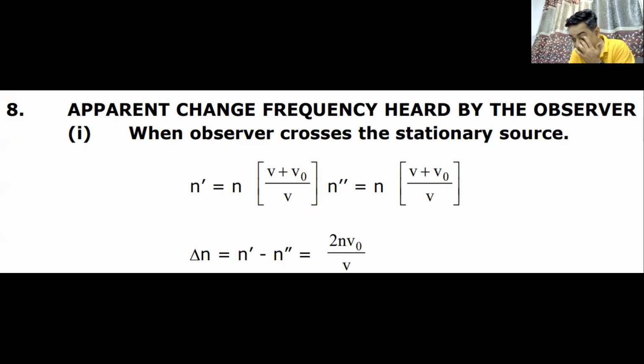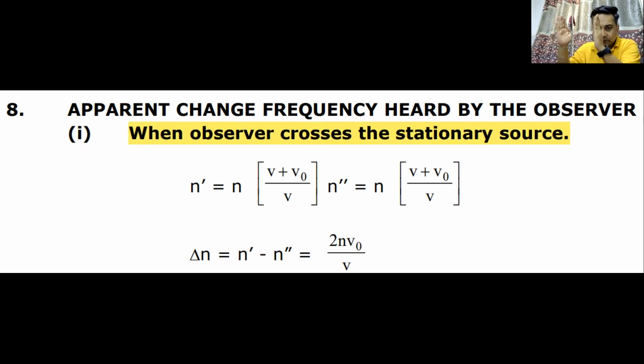So we move on to the next concept, and I have seen direct questions coming from this concept. So please remember this. Observer crosses a stationary source. So this is my source. It is not moving anywhere. It can be a loudspeaker on a building or some place. The source is not moving, and this is the observer, and he is crossing the source.